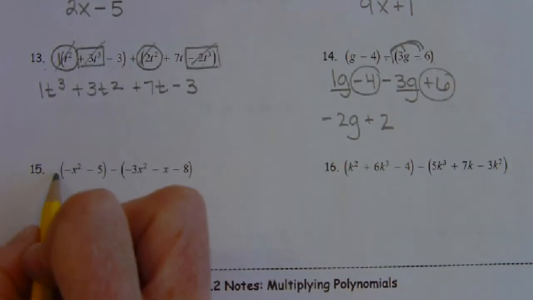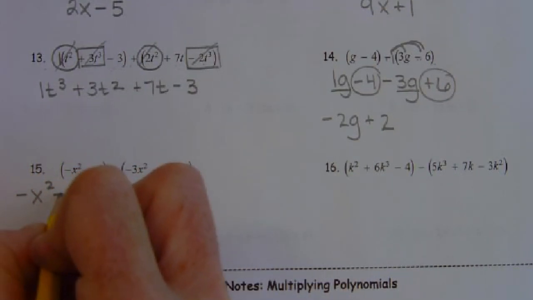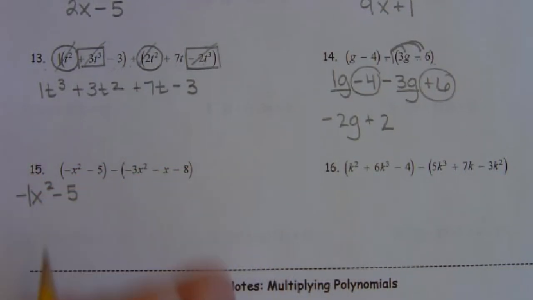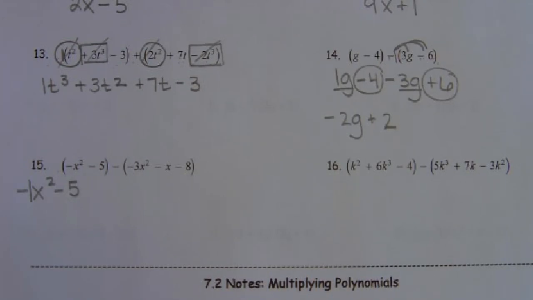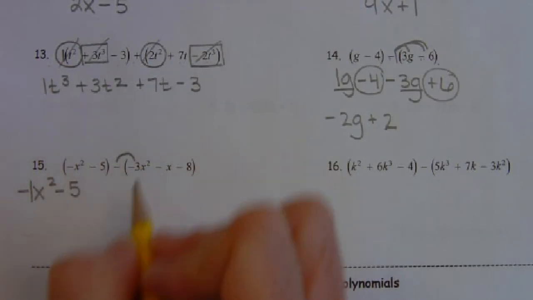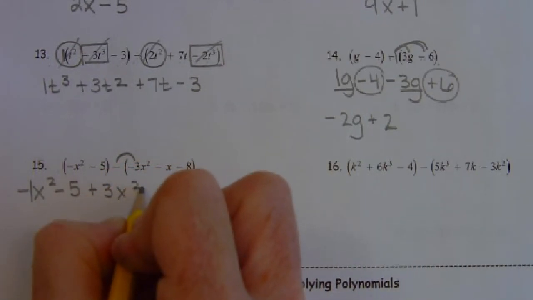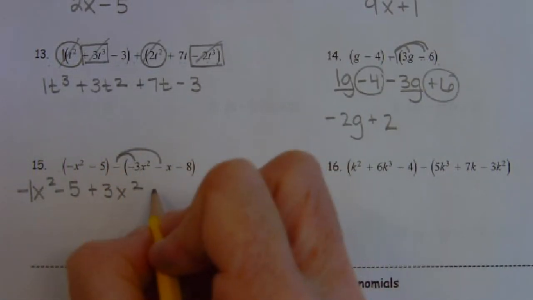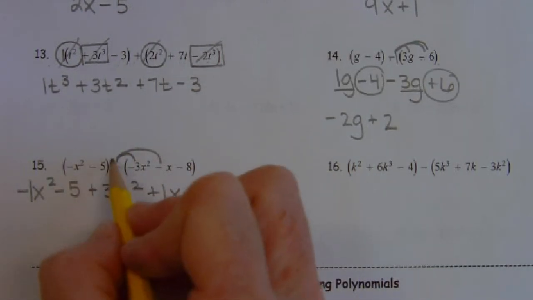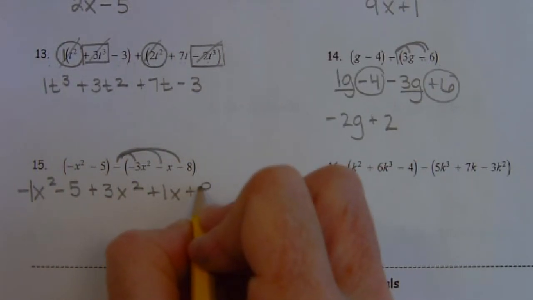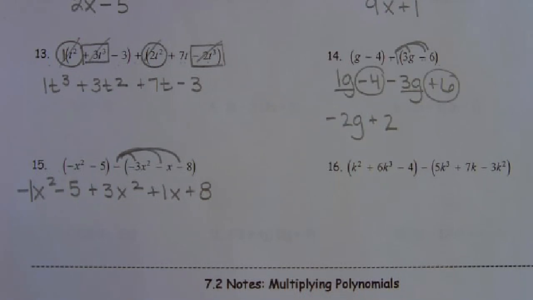In this case, there's nothing out front here, so I'm just going to rewrite that first part. And if it helps, you can put a little 1 in front of that negative x squared. Over here, I'm going to distribute the negative. This negative and that negative make that a positive 3x squared. This negative and that negative make that a plus 1x. This negative and that negative make that a plus 8. Now I'm going to combine my like terms.